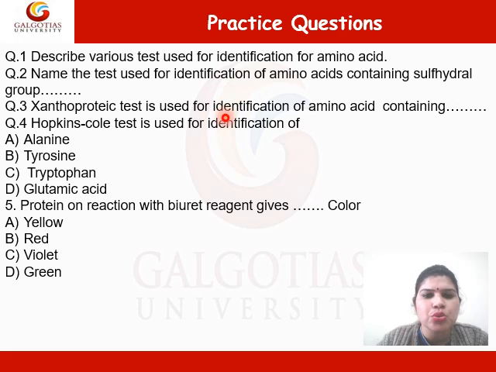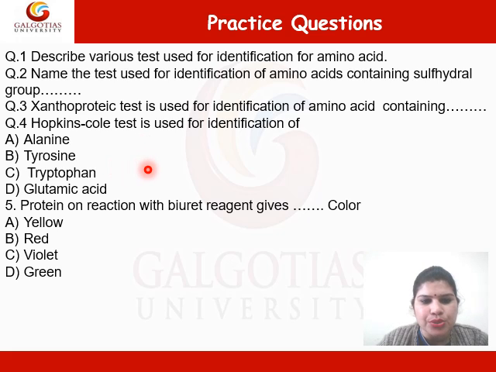Next, you have to write down the fill in the blanks. Name the test used for the identification of amino acid containing the sulfhydryl group. In this lecture we already learned that a lead sulfide test is used for identification of amino acid having the sulfhydryl group. So next question: xanthoproteic test is used for the identification of amino acids containing aromatic amino acids.